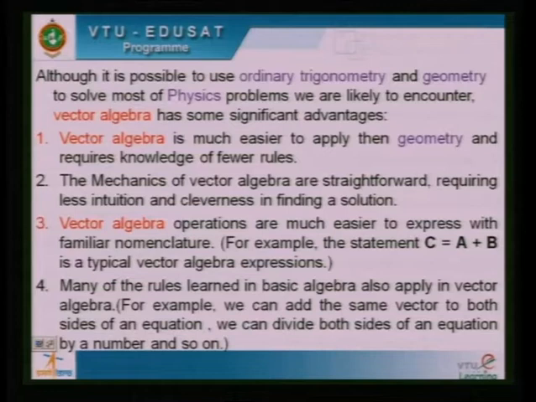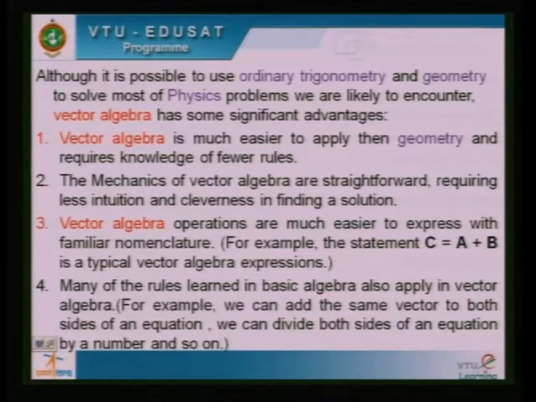So vector algebra operations are much easier to express with familiar nomenclature. Suppose you want to write a statement like x is equal to x plus y. We are already familiar with a statement like this, or you can add any term on the left hand side as well as the right hand side. Like that, in vector also we can write a statement like c is equal to a plus b. C is one vector, a is another vector, b is a vector. So you can write down a statement like this, and it is a typical vector algebra expression. Such type of operations can be made in vector algebra.